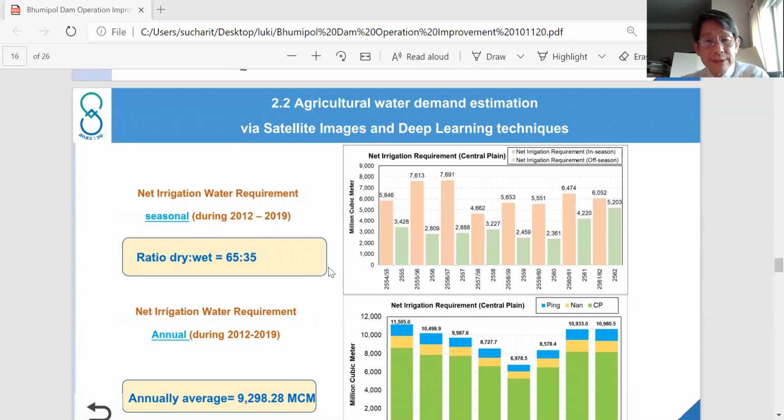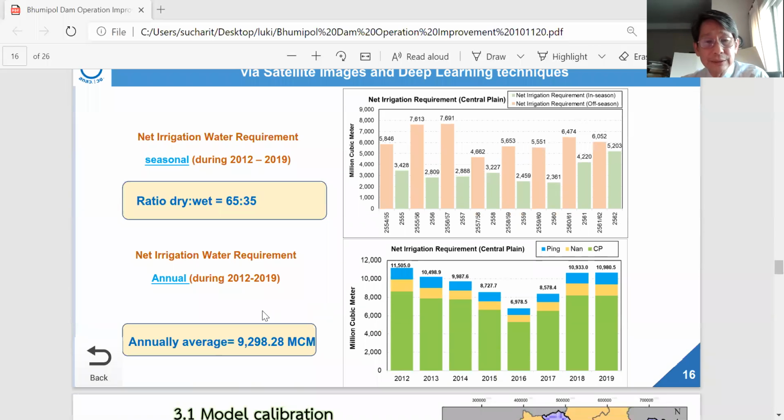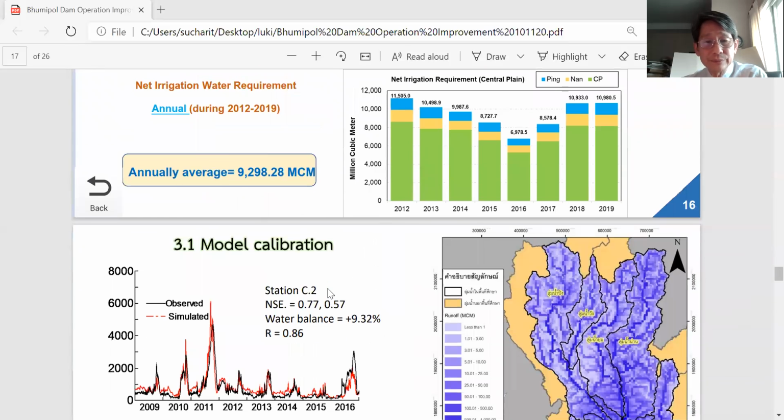So from that result, we can see that annually we allocate water from the dam of about 10,000 million cubic meters, of which in the dry season we use about 65%, and in the wet season we use 35%. This will fluctuate due to the rainfall of each year. So this is how we have a better estimate of the net irrigation requirement from the dam. This will be sent to the dam operation.